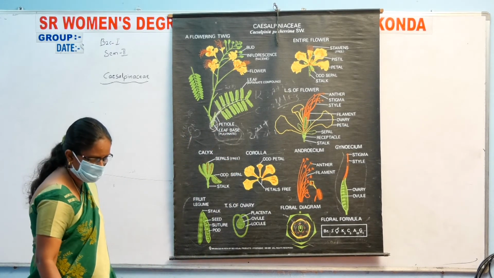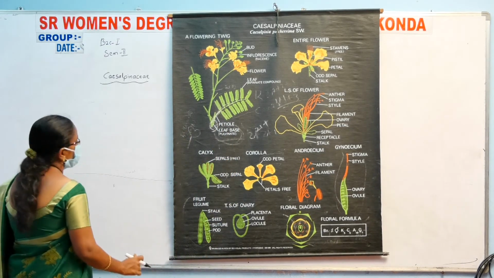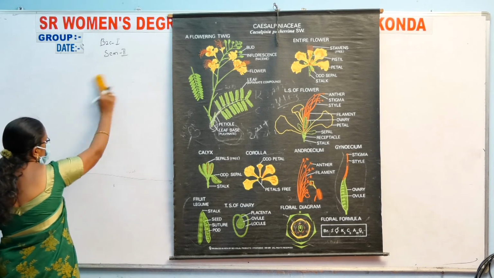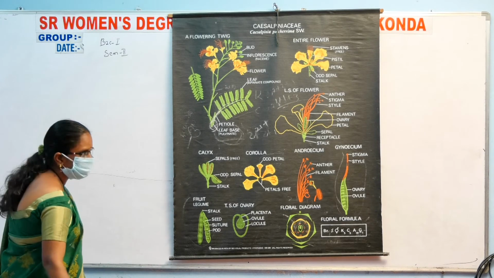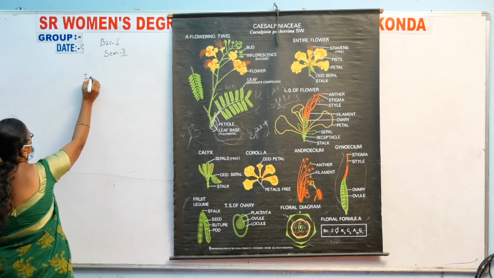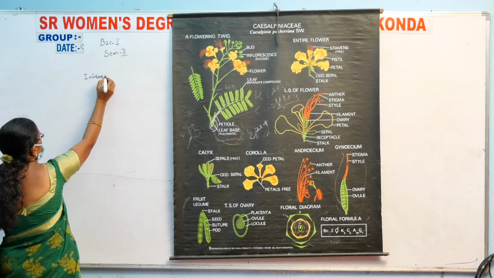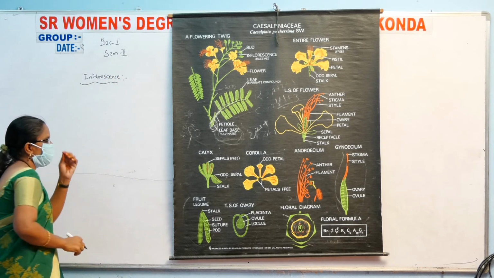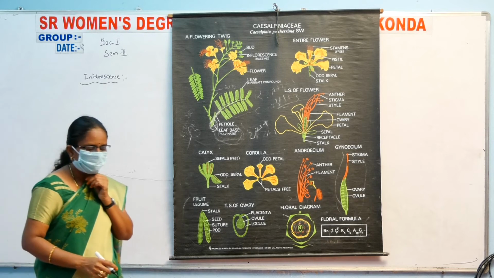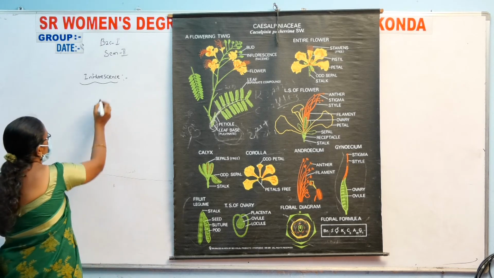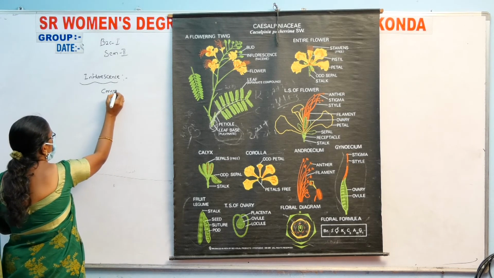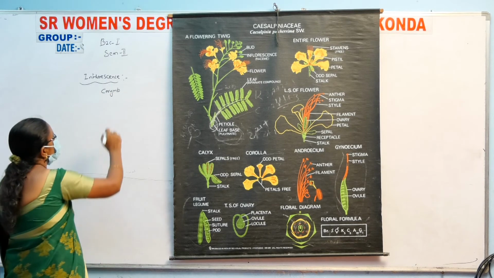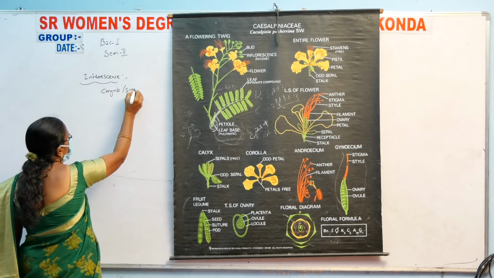Next side heading is floral characters. In floral characters, first heading is inflorescence of the Caesalpinaceae family. Normally, the inflorescence is corymb inflorescence or simple raceme.